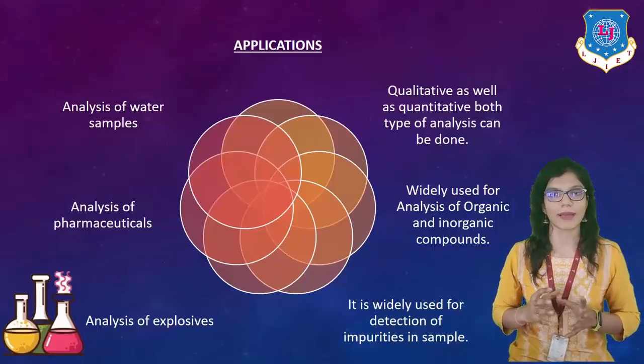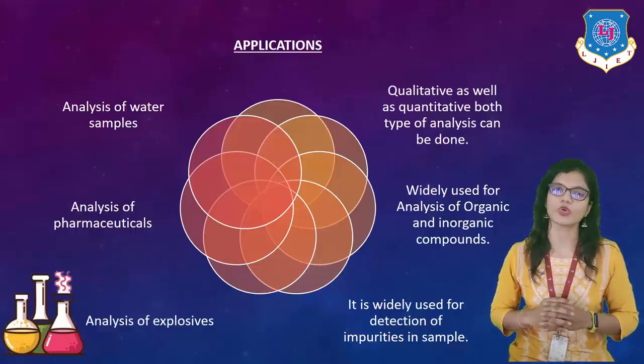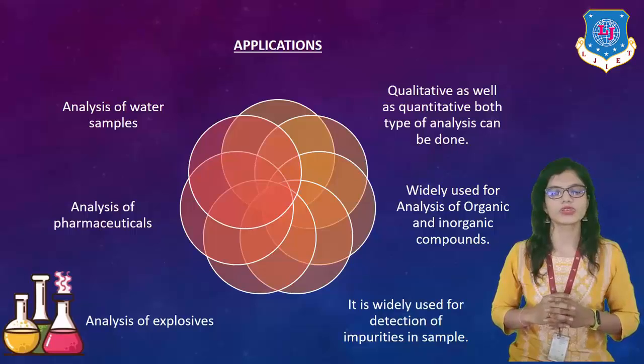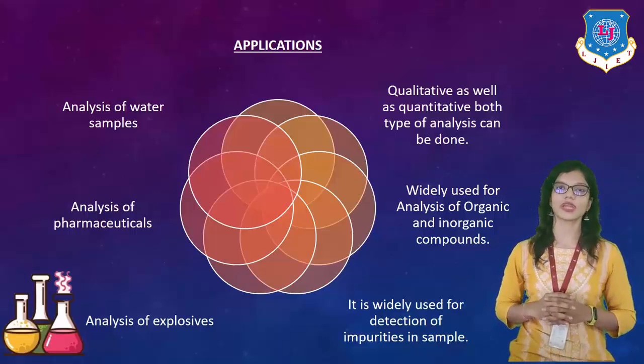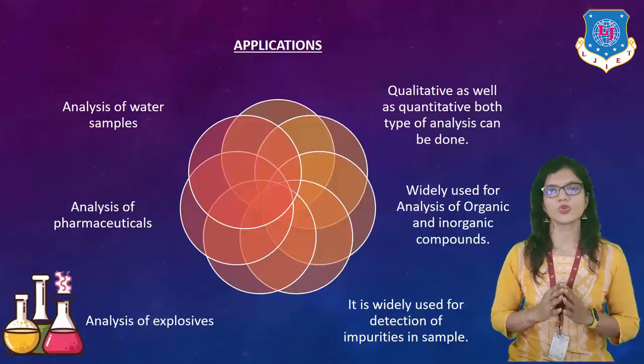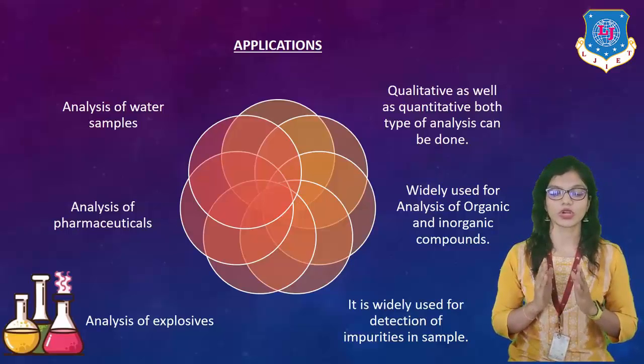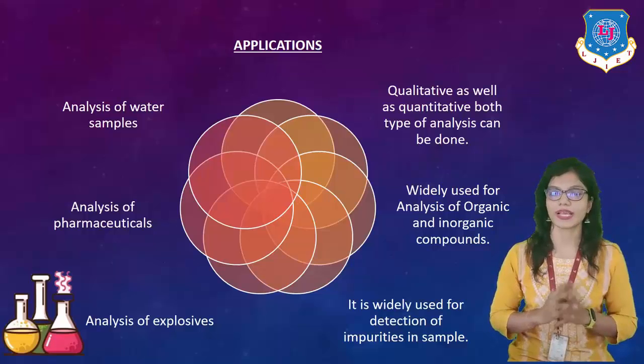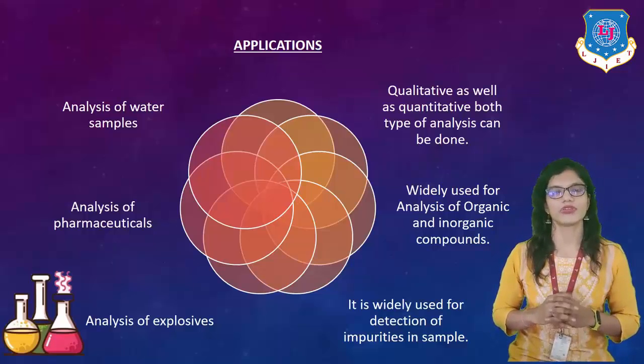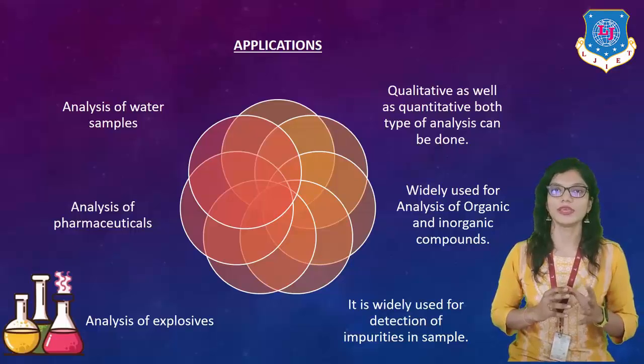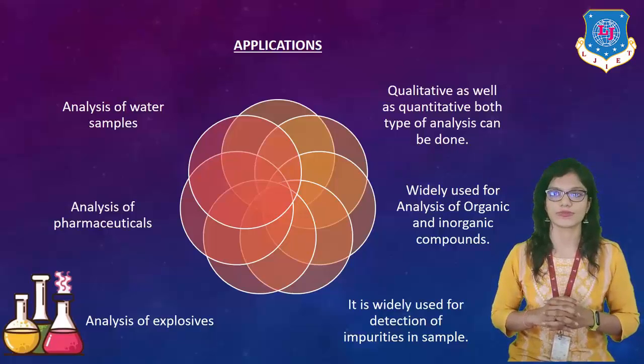Now let's talk about its applications. Qualitative as well as quantitative analysis can be done using UV visible spectroscopy. It is widely used for analysis of organic as well as inorganic compounds. It can be used for detection of impurities in the sample, as I said earlier, in food analysis laboratories, in chemical analysis laboratories, even in oil analysis laboratories, oil production units, each and everywhere. It is widely used.